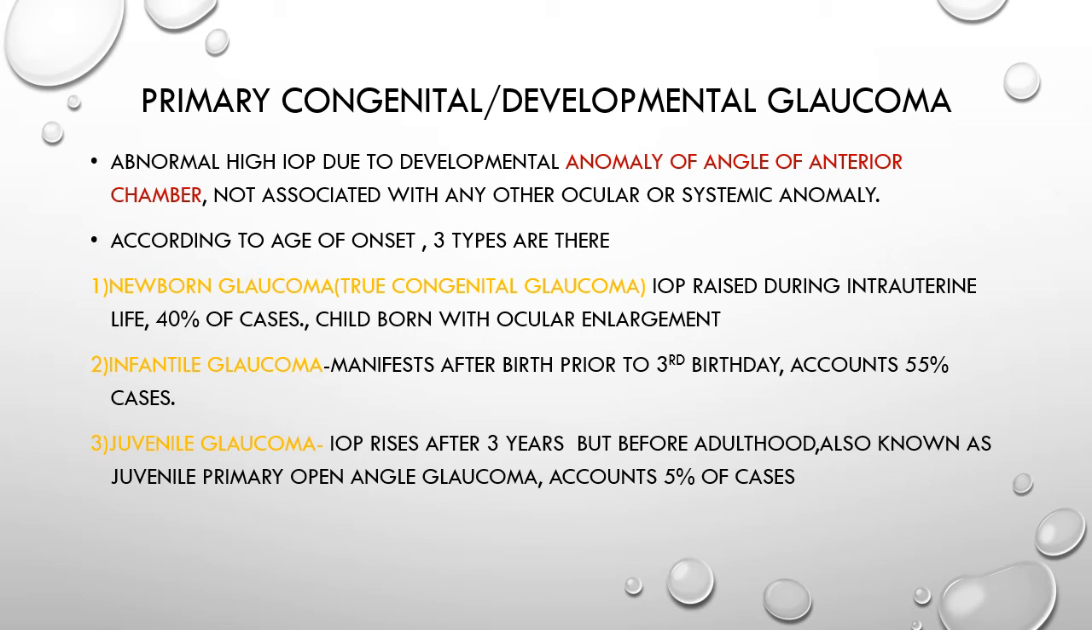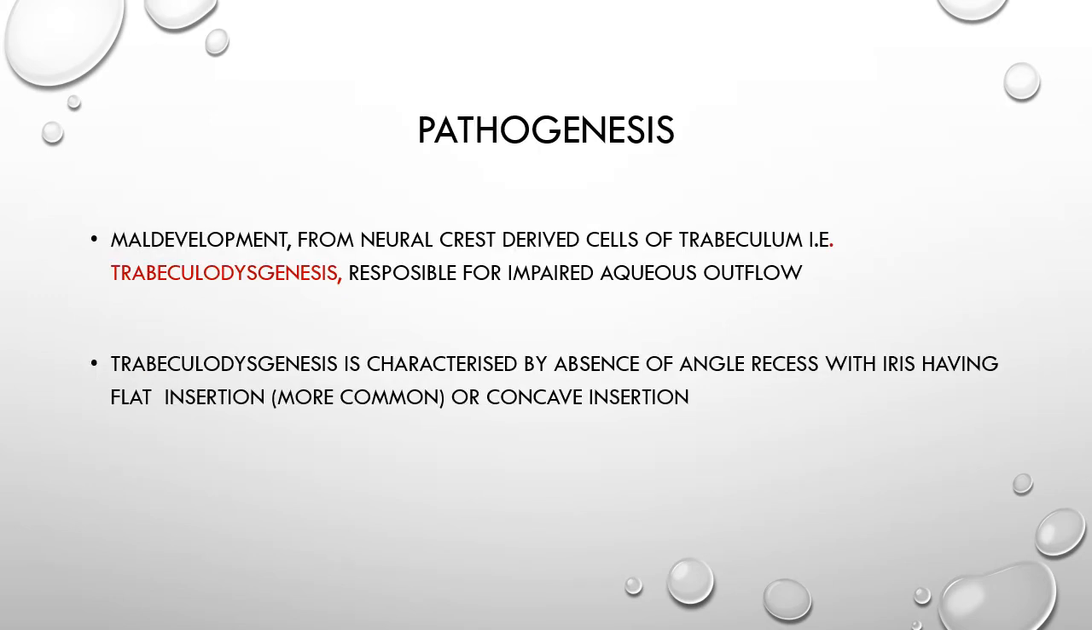And the third one is juvenile glaucoma, where it starts after the 3 years but before adulthood. So it is known as the primary juvenile primary open angle.